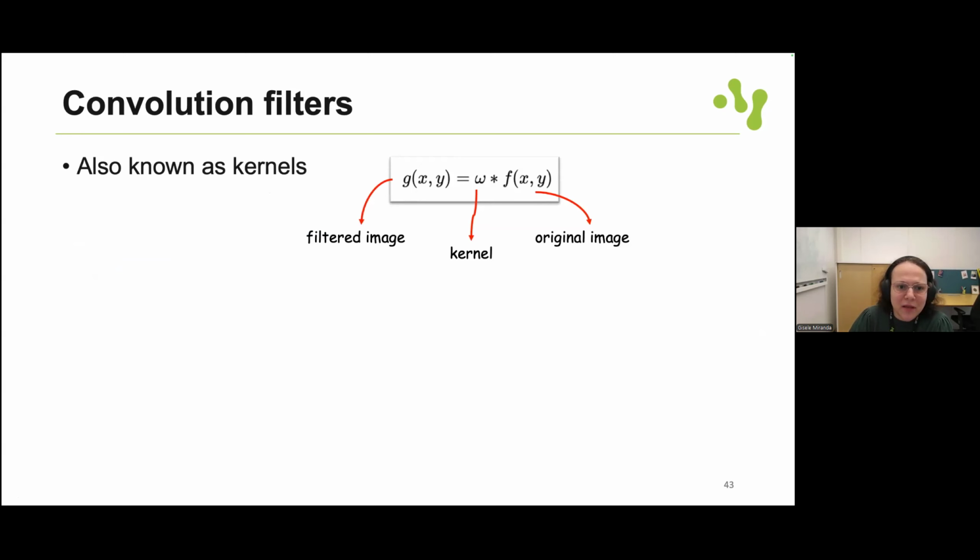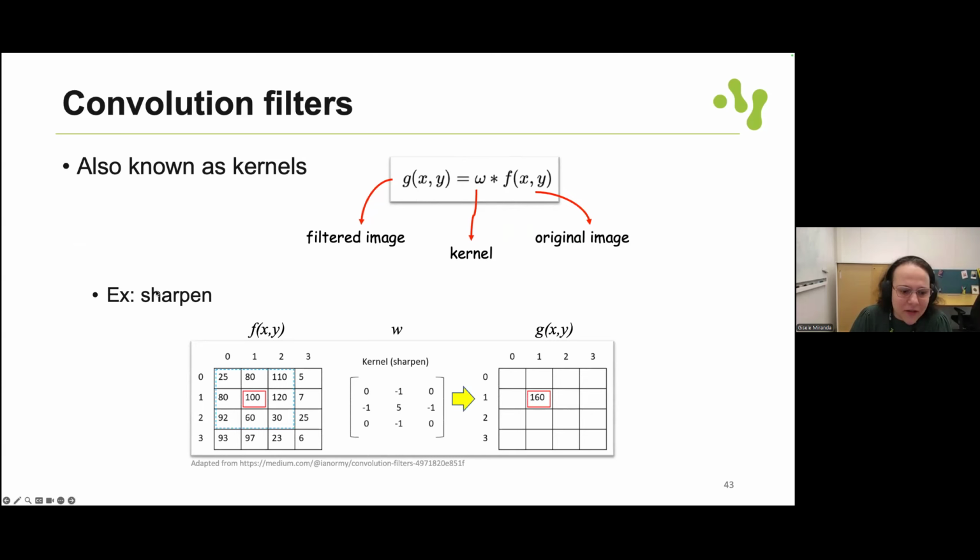But maybe one of the most used filters as a pre-processing step is convolution filters. Again, you can understand that we have here our original image, and we are going to apply a transformation. Here we are applying an operation that we call convolution, and that's where their name comes from. And this operation involves a certain kernel.